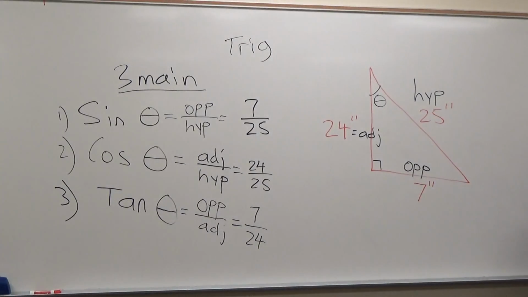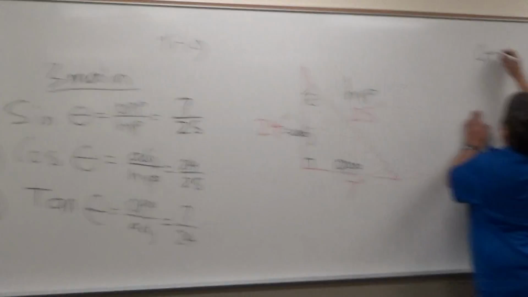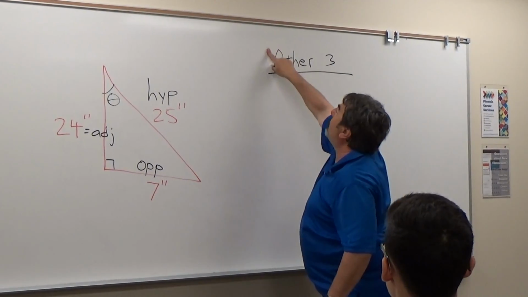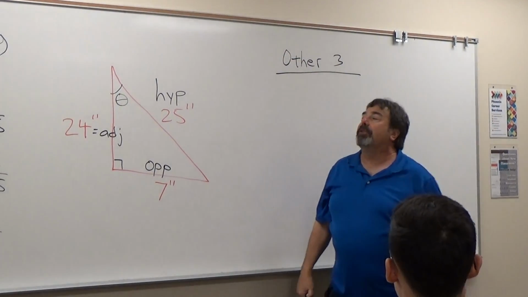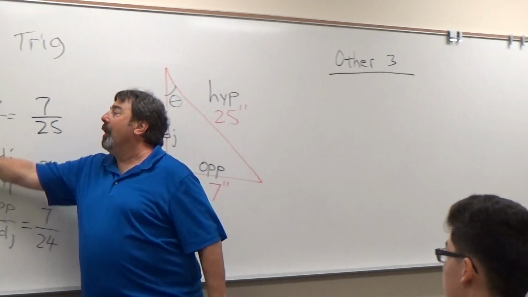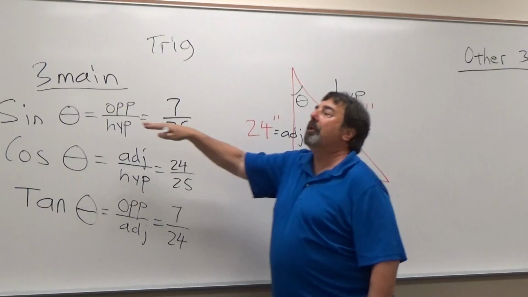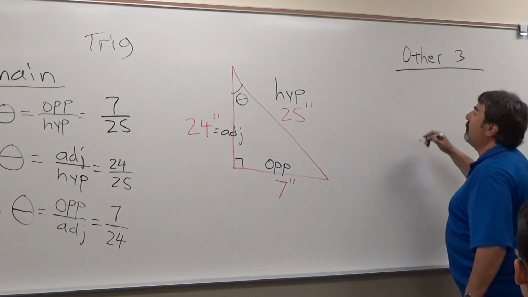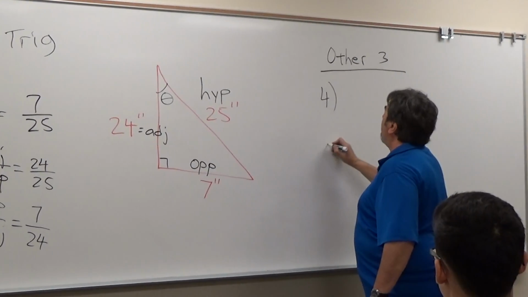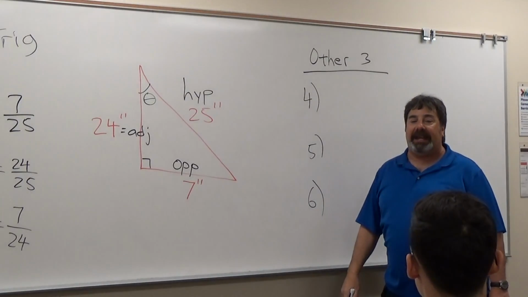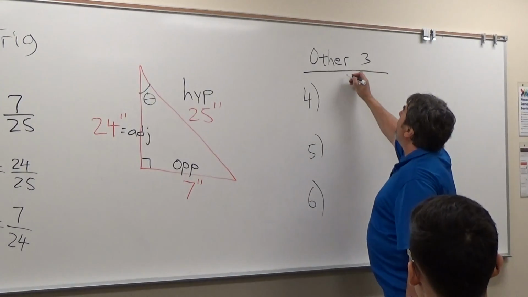Okay, so these are the 3 main trig functions. Let's put down the other 3. All right, the first of the other 3 trig functions is going to be the reciprocal of the sine function. The reciprocal of the sine function is called the cosecant.